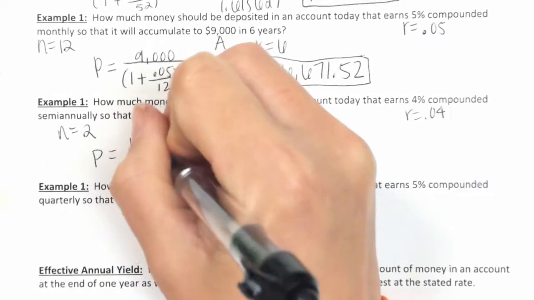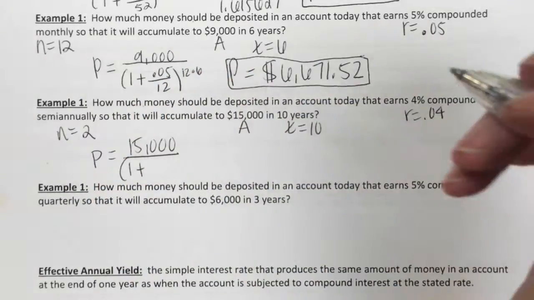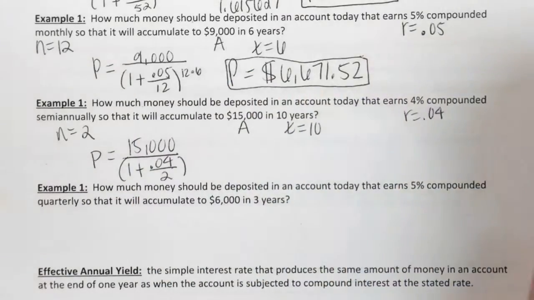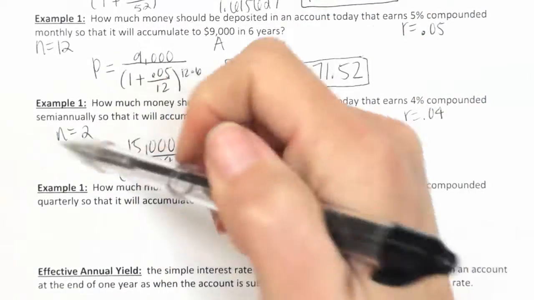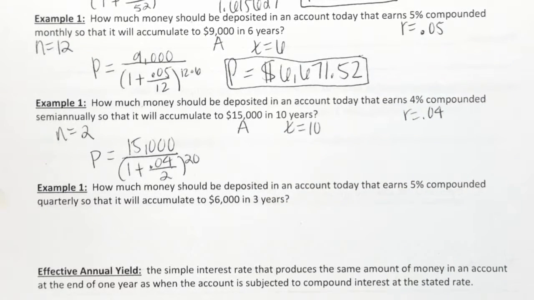So 15,000 divided by 1 plus 0.04 divided by 2 raised to, I'm going to go ahead and put 20 because I know 2 times 10 is going to be 20. And I've already shown you how to type it in your calculator, so I'm just going to do this one without you seeing, and you can do it on your own and we'll compare answers. So I'm going to go ahead and type this in.